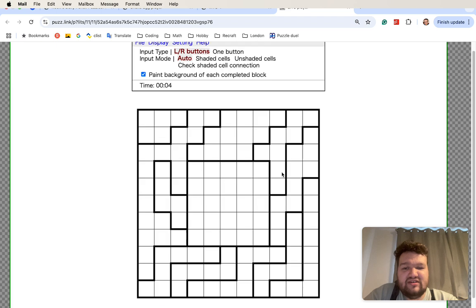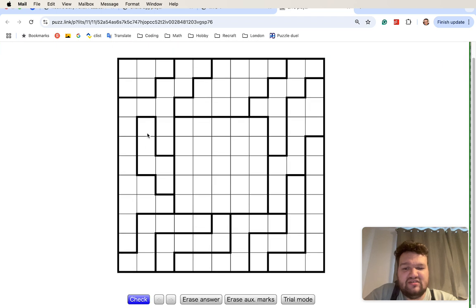Usually we start with smaller regions where we can deduce some shaded cells. For example, in this snaky 5-cell region, those 3 must be used, and there are 2 options to do that. This is a 2x2 square, and it has already 3 shaded cells, so the first one must be unshaded.